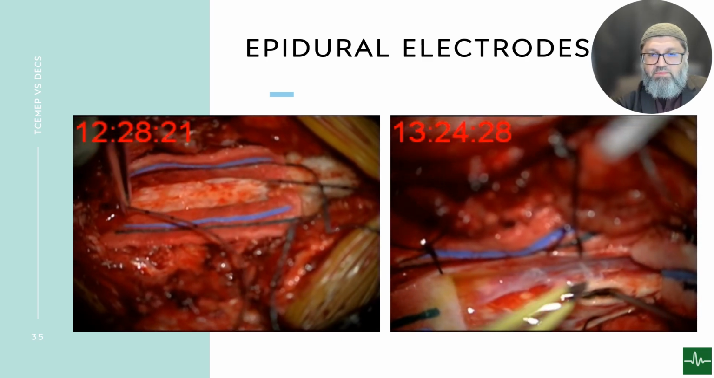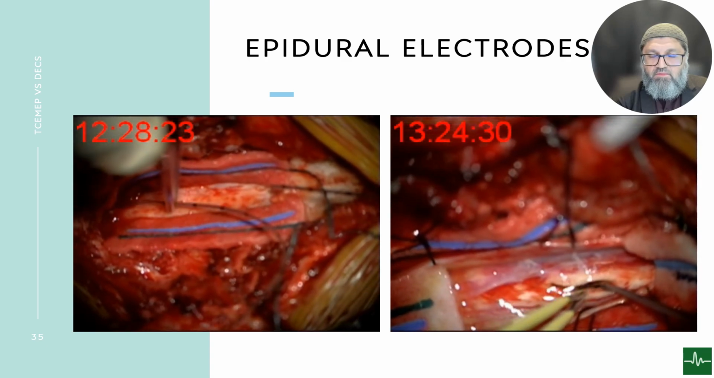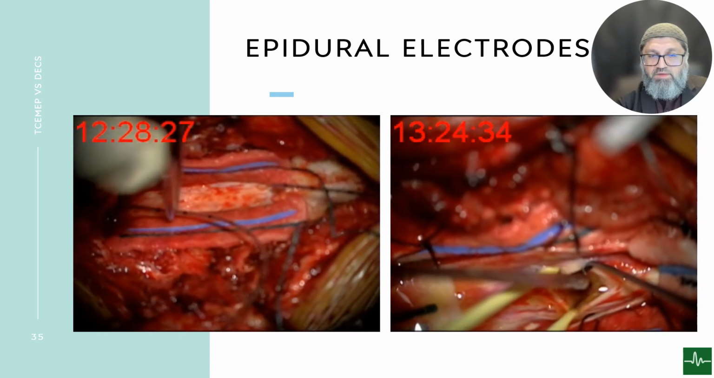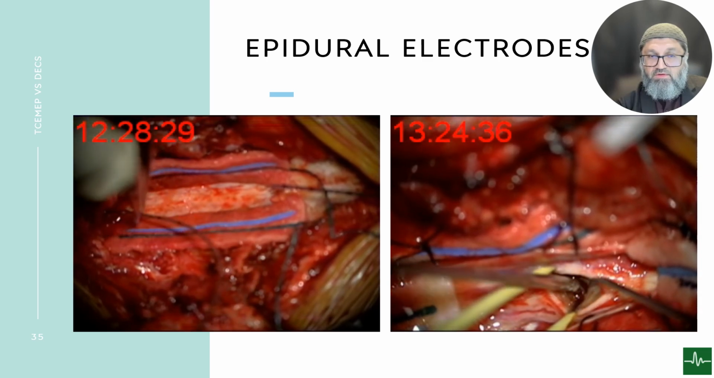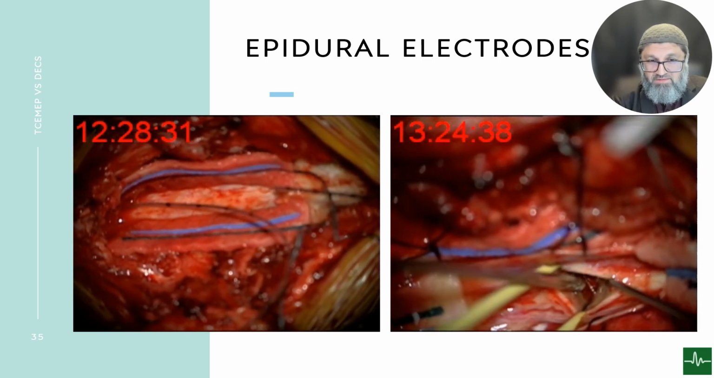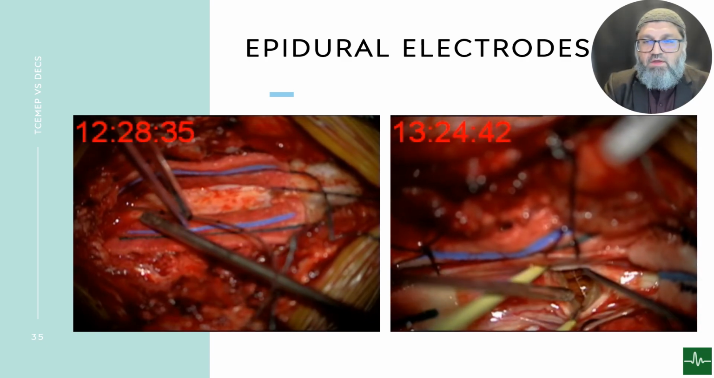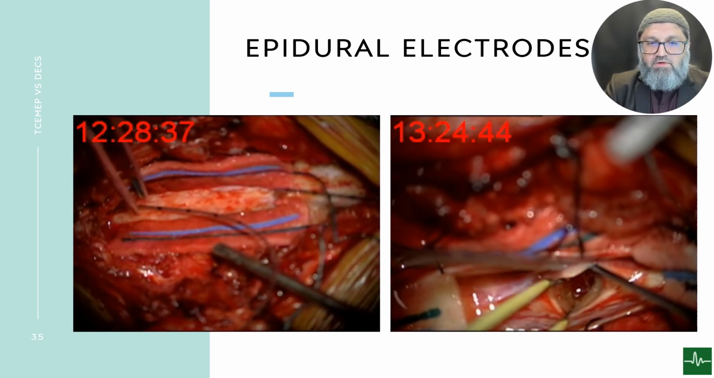D wave MEP can be done without patient movement, and nobody realizes that you're actually stimulating. With transcranial muscle MEP, the patient will jump, so you cannot do it while the surgeon is inside the spinal cord.